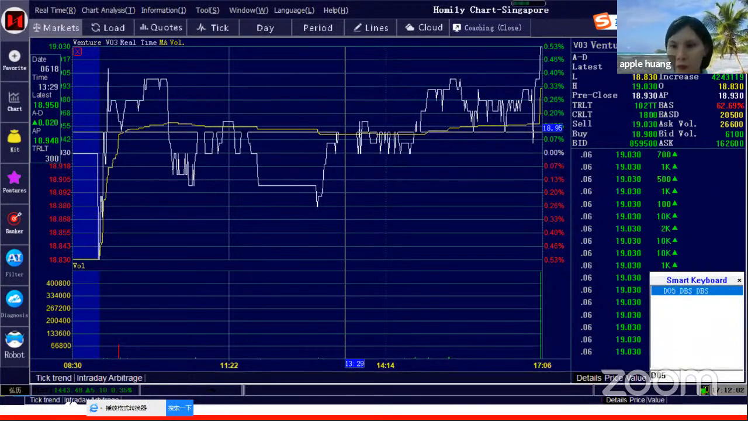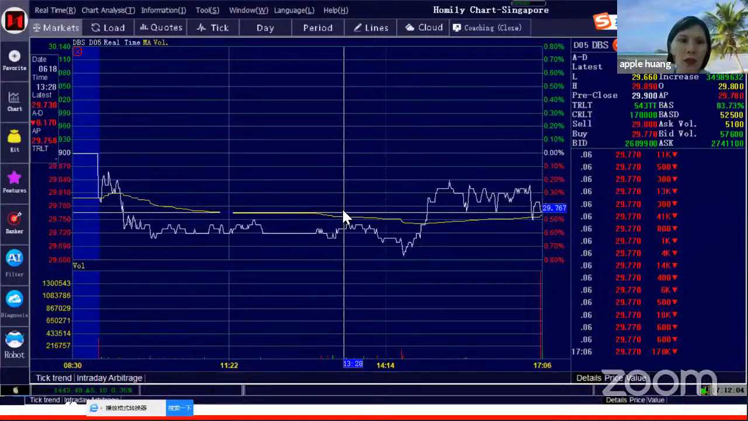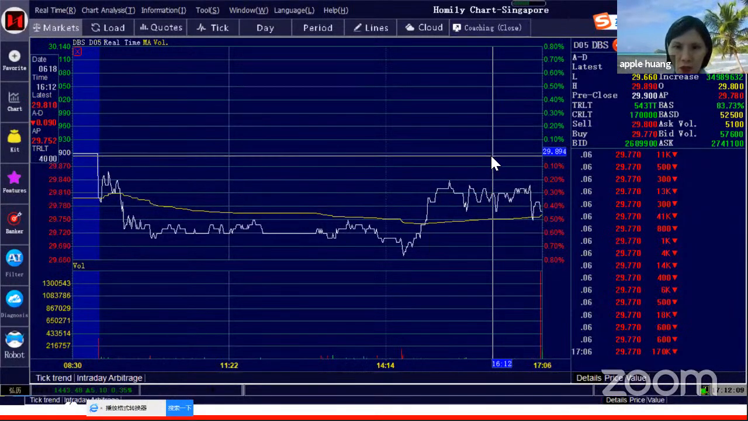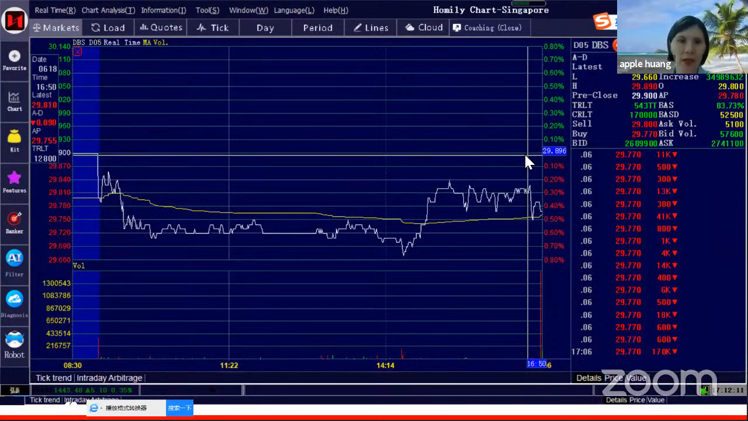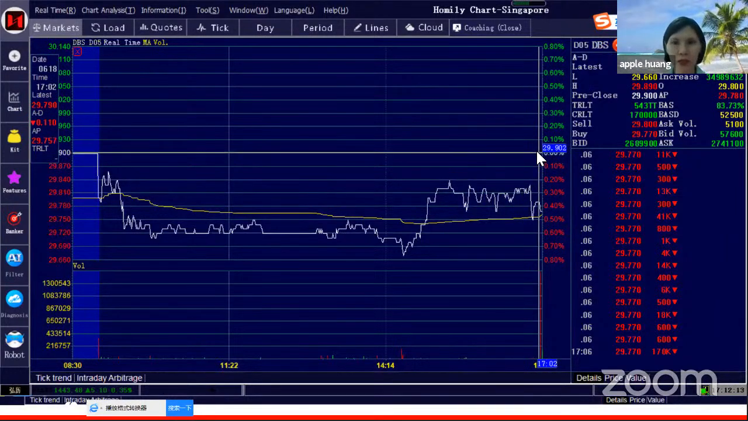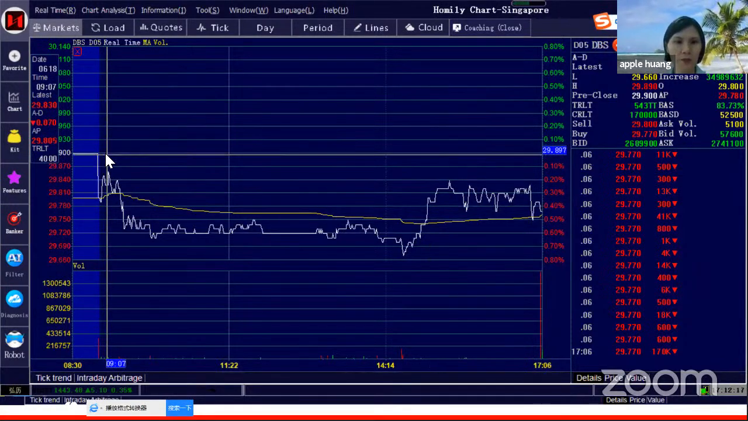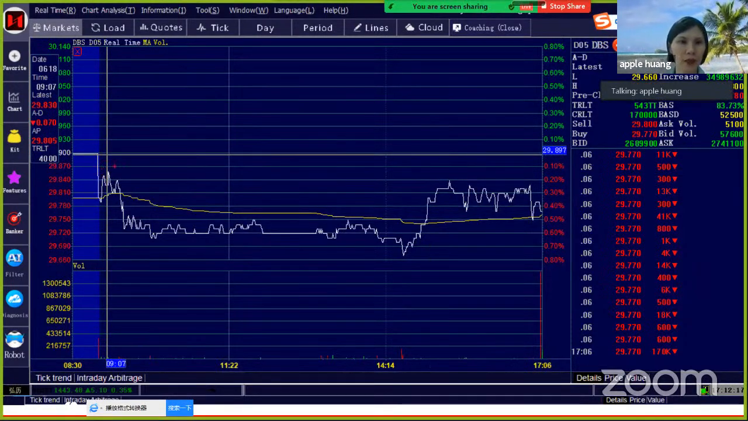DBS. So DBS is opposite to Venture. Here the important level is the 0%. This is the important level, 0%. That was yesterday's closing price.